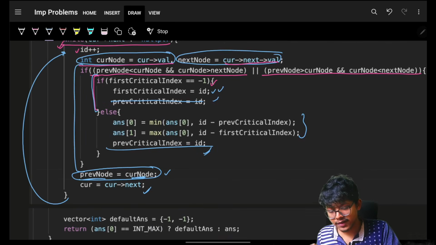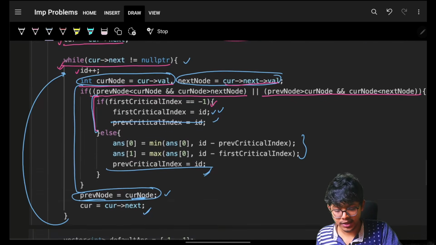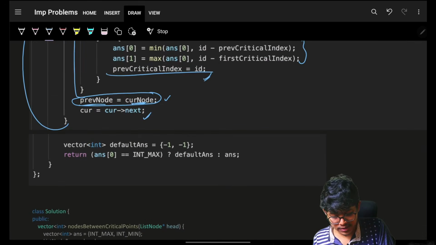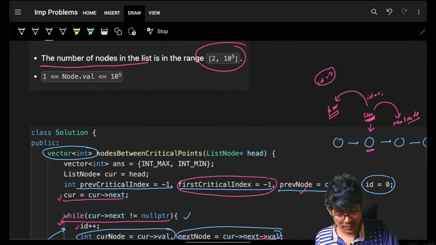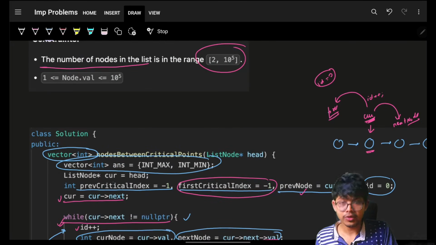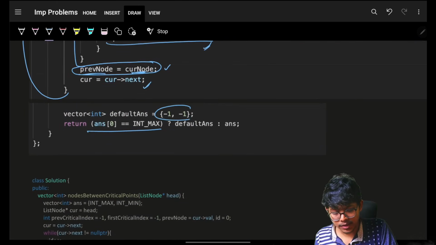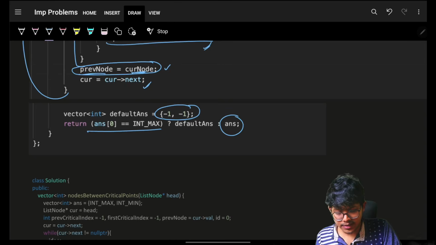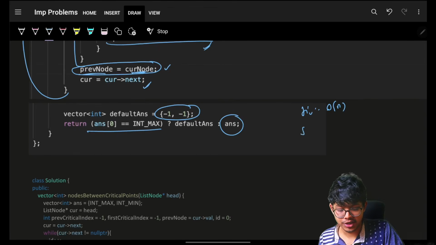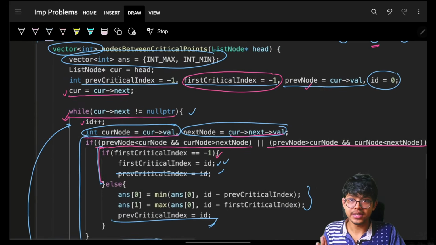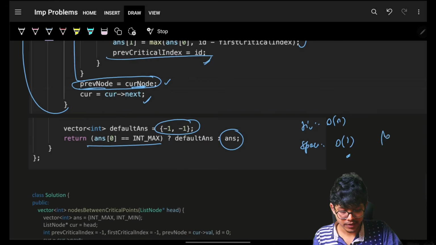And thus this while loop will keep on repeating until you have your next node there. Ultimately in this you will have your answer. If the answer is still int max, which means the default value, which means you were never able to get the answer, in that case simply return -1, else return the answer. And with that, in just one pass you achieved your answer, and for sure there is no extra space used because you never use any extra space. So your space complexity is O of 1, and that is your answer.